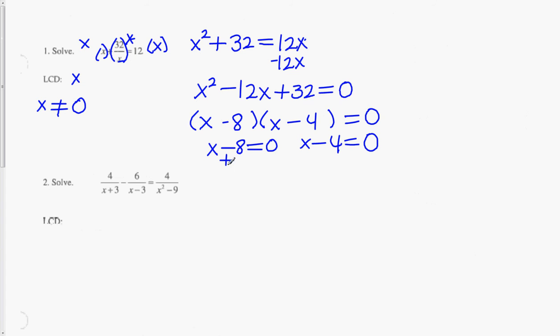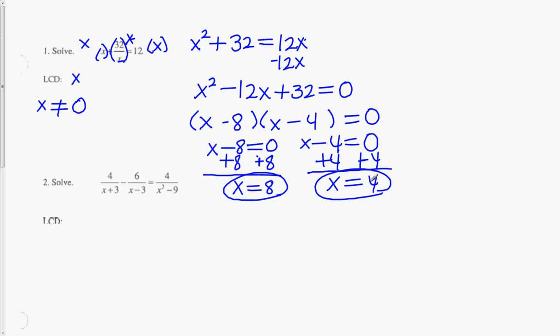And to solve this one, I'm going to add 8 to both sides. So you end up with an 8 for one answer. And I'm going to add 4 to this one. And you end up with a 4 for the other answer. So 8 and 4 are my answers.